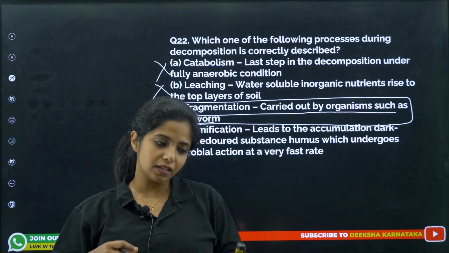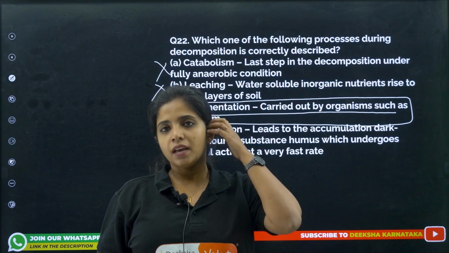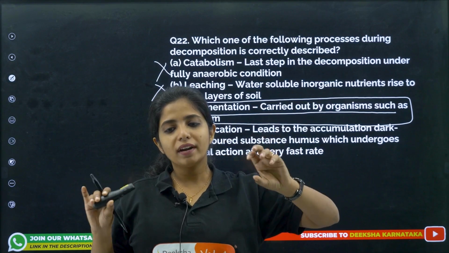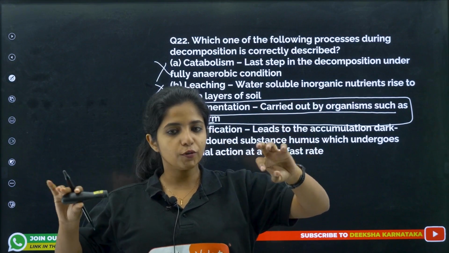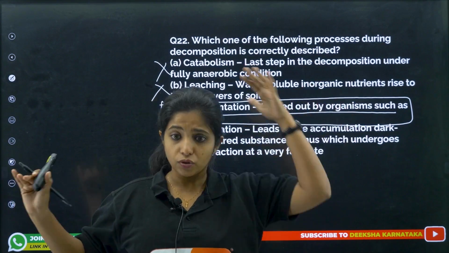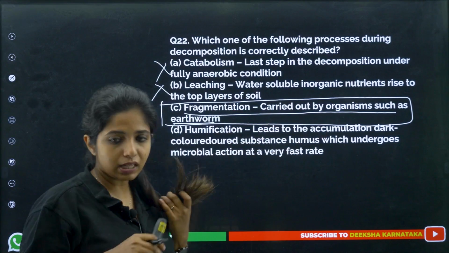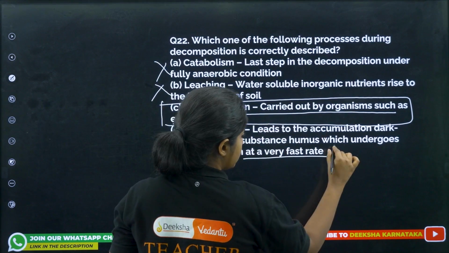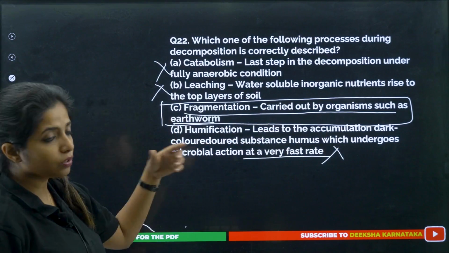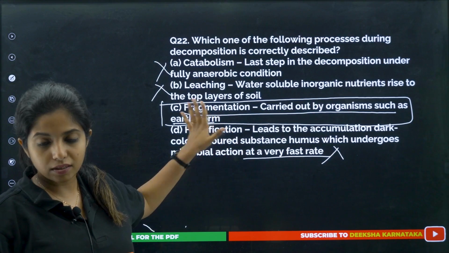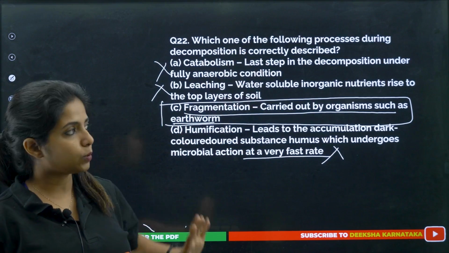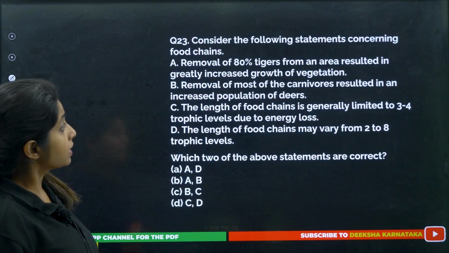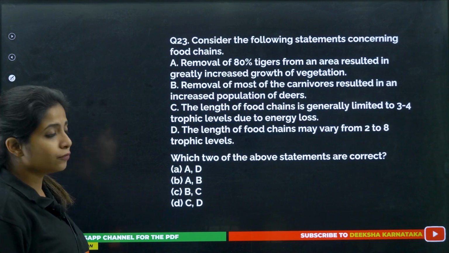So why does it do like that? Basically, at this point of time, it is slowly providing enough nutrients for the plants to sustain. So it's a really good thing. So I'll say it does not occur at a faster rate, it occurs at a very slow rate. So this becomes the wrong thing. Only the statement is correct, and that is what we had to find out as well. Next, consider the following statements concerning food chain.